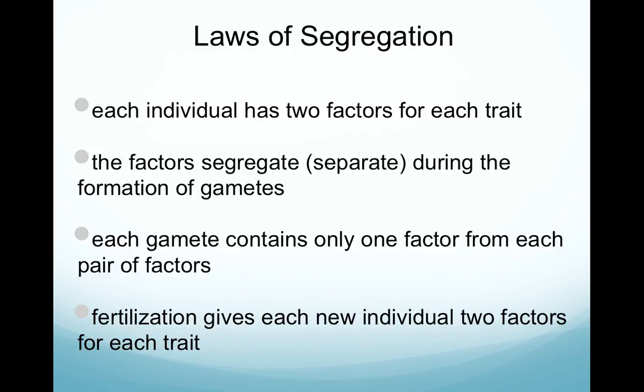But what's amazing is that Mendel figured all this out just based on his observations of pea plants. He did not know about chromosomes, genes, and alleles, and so what's truly astounding is how he was able to come to these conclusions just based off of what he observed.